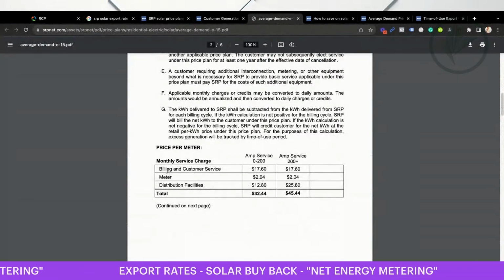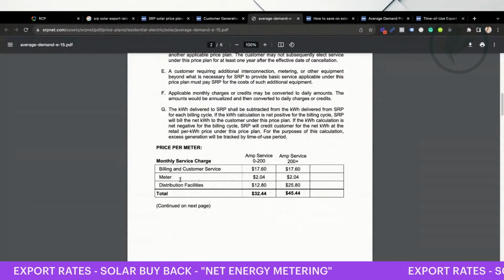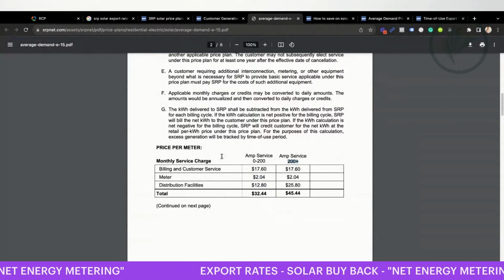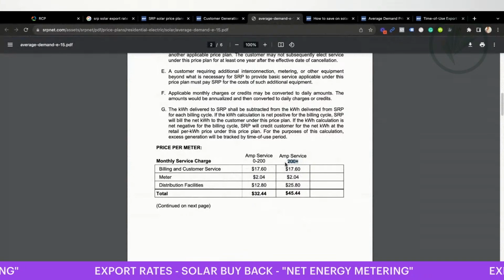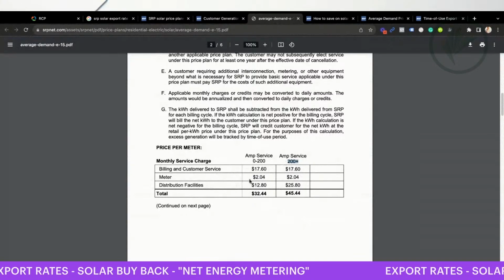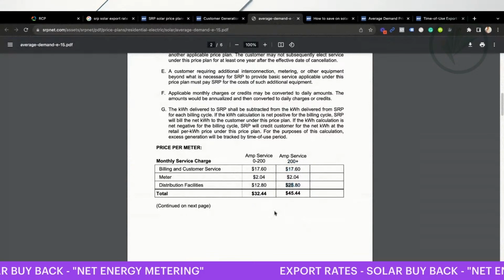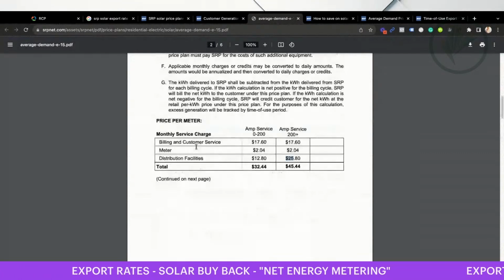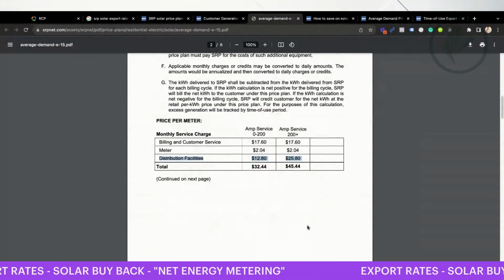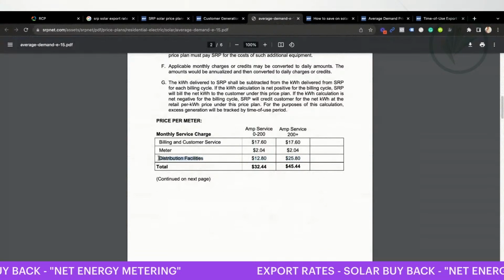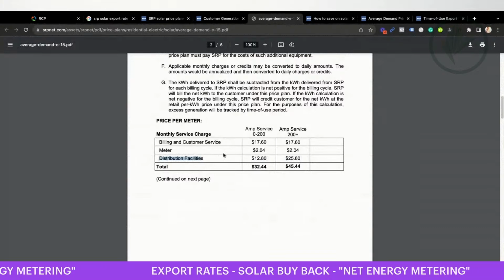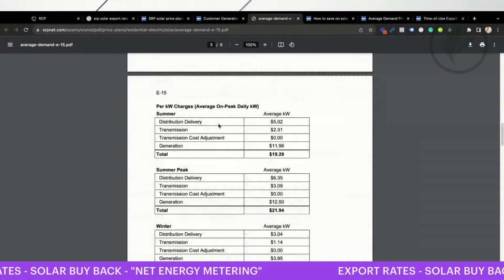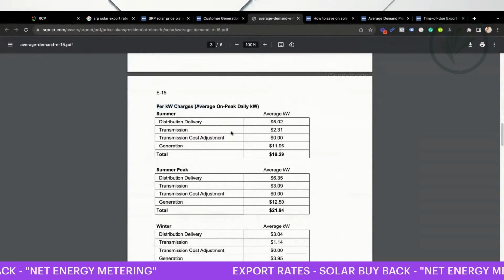So this talks about billing service is $17, metering is $2.12. But if you have a bigger system, not solar, but like an amp on the side of your house, you're using a lot more power from the grid, so those rates go up a little bit. Well, this one is, I guess, solar, because distribution facilities is solar. It talks about per kilowatt charges.